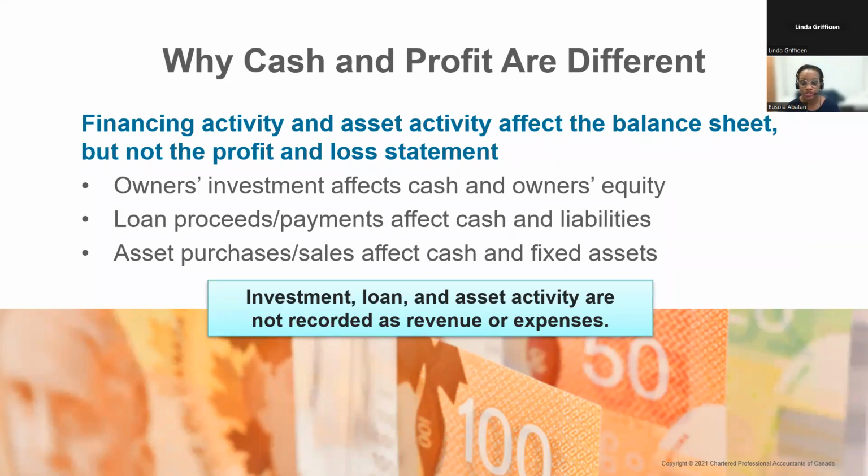Assets that you purchase or sell affect your cash and your fixed assets, but they don't affect your profits. So investments, loans, and all these activities are not recorded as revenue because they're not revenue. It's the monies that you make from using these things that come as revenue and expenses. In and of themselves, they're not revenue and expenses. So these are some of the reasons why your cash and your profits are different.